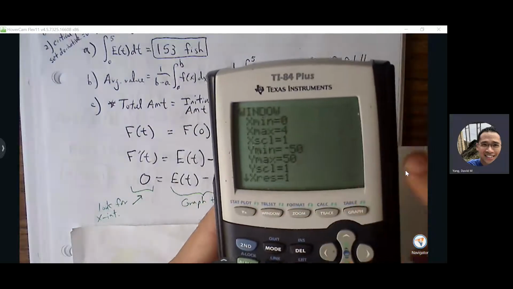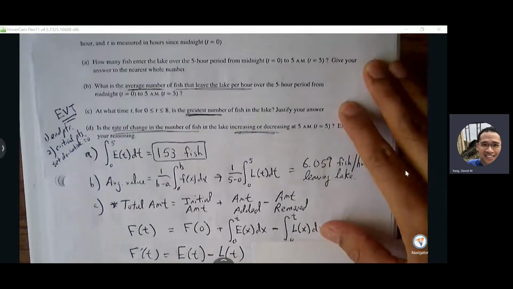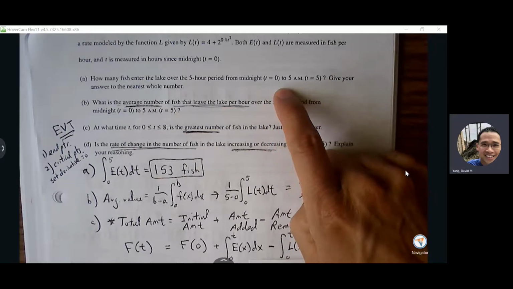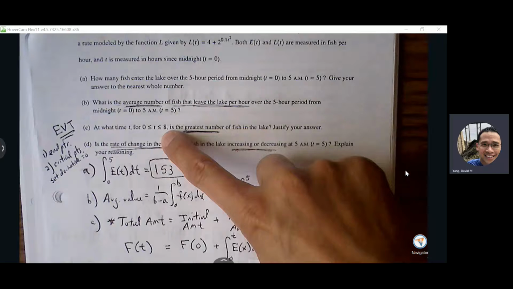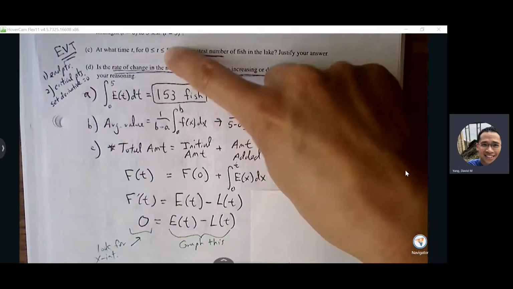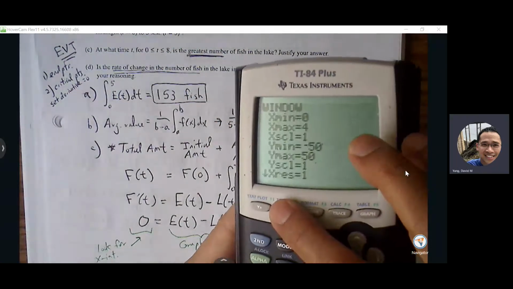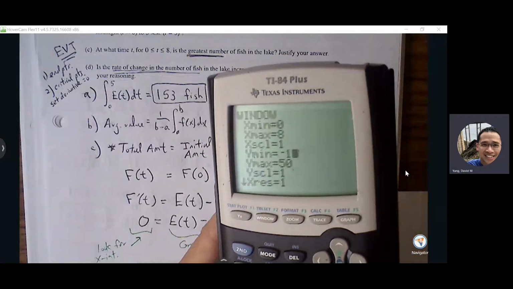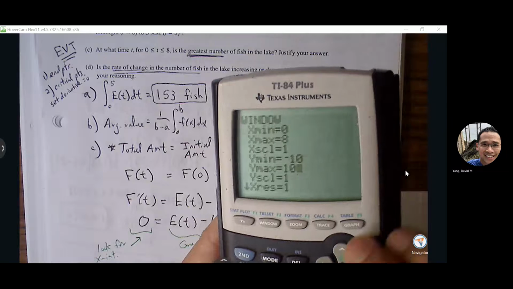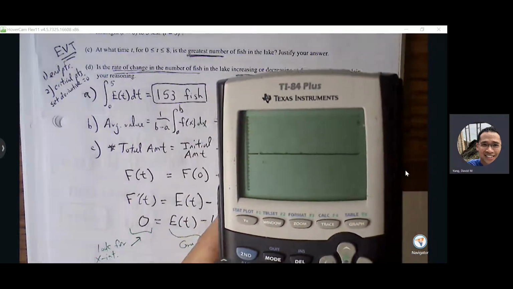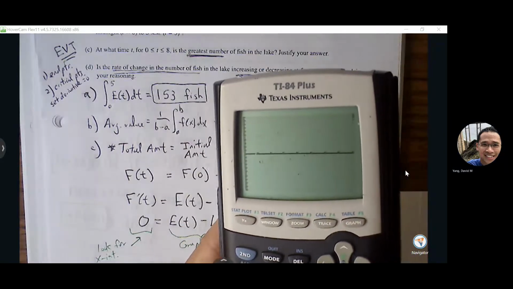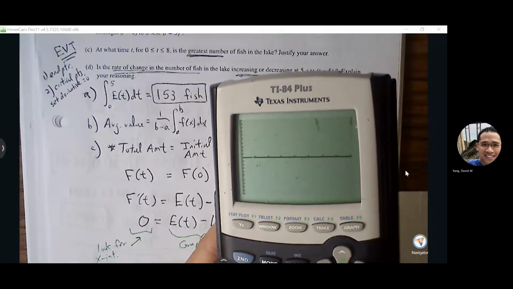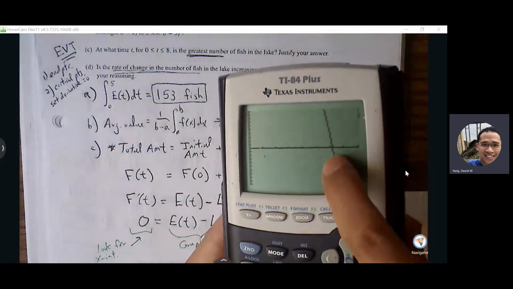Okay, go to window, make some adjustments here. We know that our critical point has to live between 0 and 8. So I'm going to adjust my t values, or my x values, between 0 and 8. And maybe I'll just go from -10 to 10 just to see how my graph looks. Okay, so there's my one critical point.